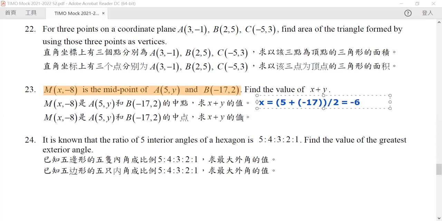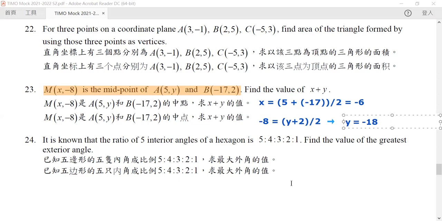Okay. But also because our M is a midpoint, now the y coordinate must be the midpoint, Y plus 2 divided by 2. Now, this is negative 8. And by this, you can calculate that our Y is equal to negative 18. So what's the value of X plus Y? Because our X is equal to negative 6 and Y is negative 18, hence it will be equal to negative 24. Okay, so the answer is equal to negative 24.